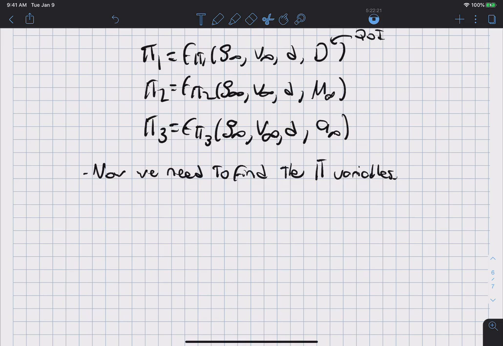Okay, so now that we determined our n minus k pi groups here, we now need to determine the variables pi themselves. So how do we go about doing that? We do this by demanding that each pi group or pi variable is unitless.